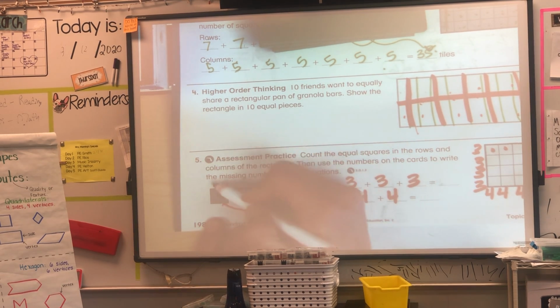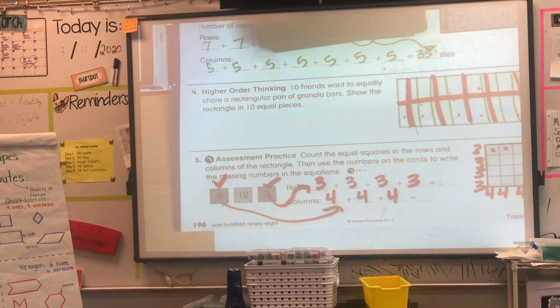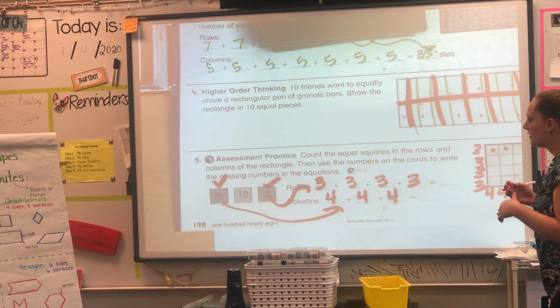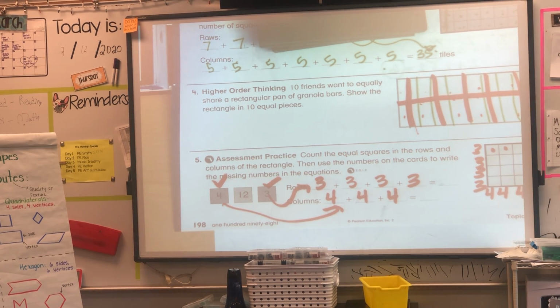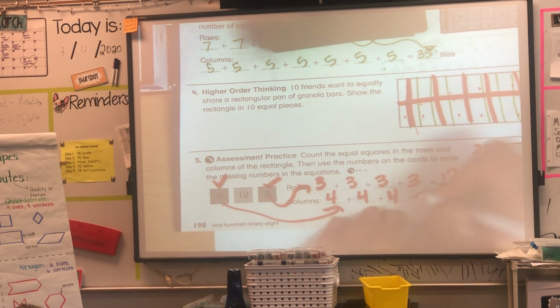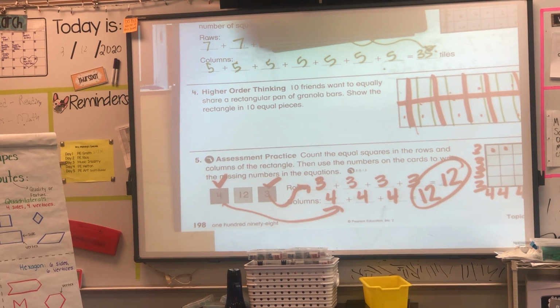So I've used a 3, I've used the 4. I have a fancy number 12. That is our sum. Our sum is the answer to our addition problem. And remember, I told you these two numbers should match.